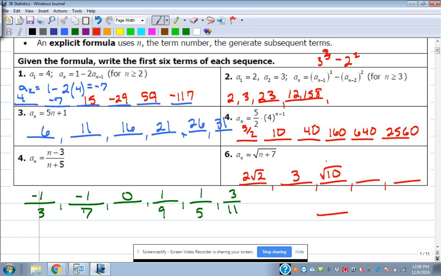And then plug in a 4. Square root of 11, which definitely doesn't reduce. Plug in a 5. The square root of 12, which reduces to be what? Flip it around. 2 square root of 3. This is pair of 2s, not pair of 3s. And then the last one, plug in a 6, be the square root of 13.